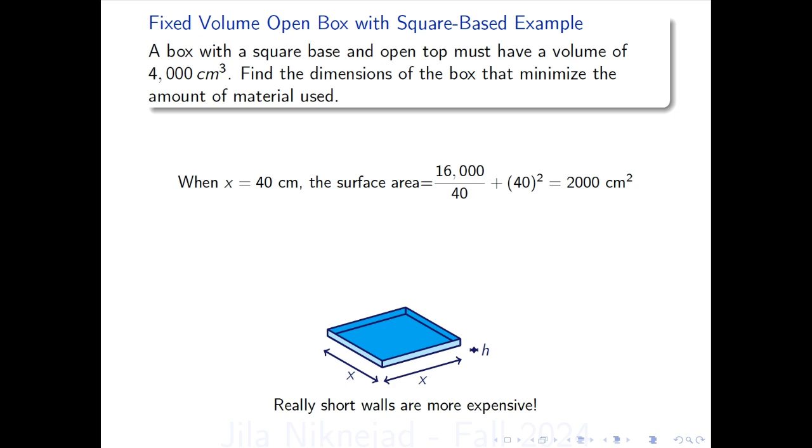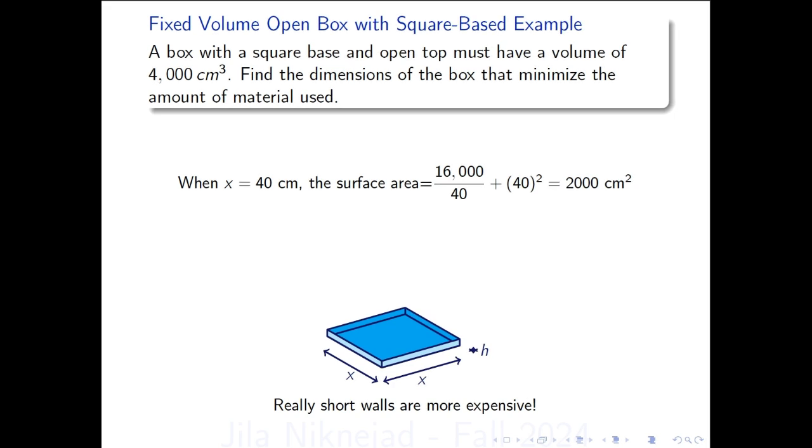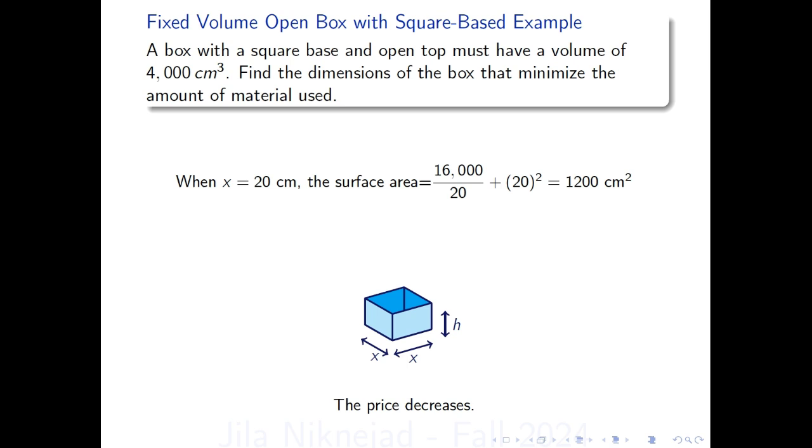When we make x a little bigger, the height is going to be a little smaller. So for x equal to 40, you can see the walls are going to be smaller because the constraint relates x and h. The surface area is going to be computed as 2,000 square centimeters. This is a little bit more expensive than the one before. So we saw that as x goes bigger, the surface area increases.